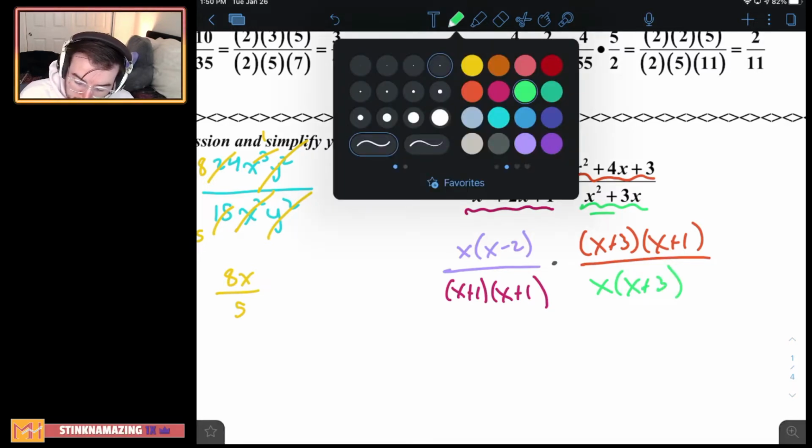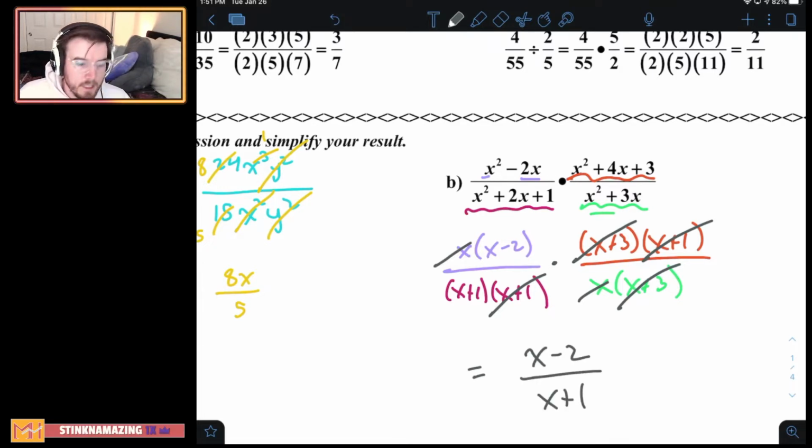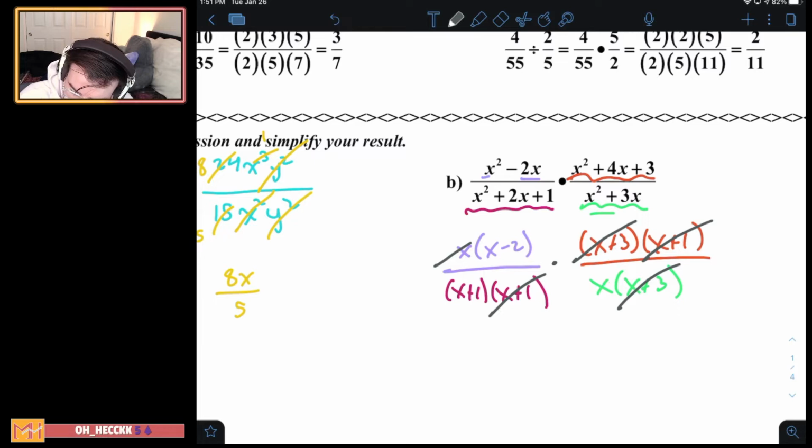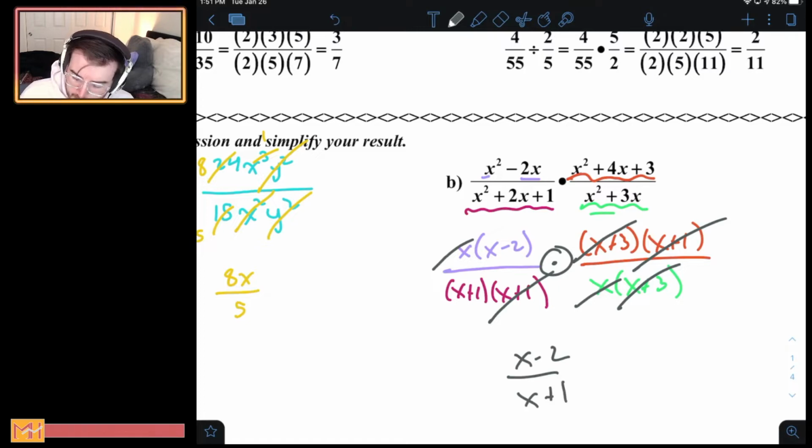And like I said, anything that's the same on top and bottom is going to cancel out. So there's an x plus 3, there's an x plus 1, and there's an x, and I'm left with x minus 2 all over x plus 1. And notice, let me go back a few moments there. Even these two I crossed out. Even though one was on the left and one was on the right, because we're multiplying, it's all going to mush together anyways, so it's still going to cancel out. Like so.